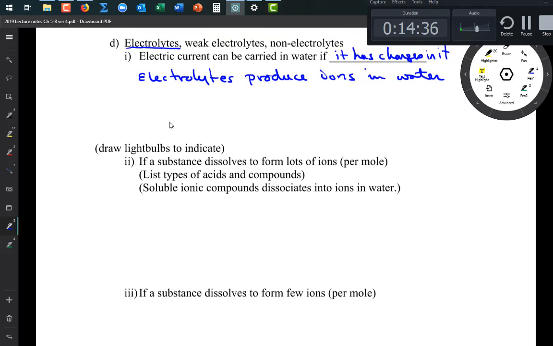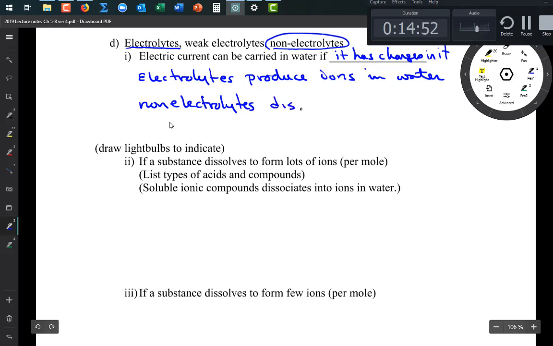Okay. There are also things we call non-electrolytes. Non-electrolytes will dissolve, but not produce ions. And as a result, a solution of non-electrolytes can't conduct electricity. Now, we're talking about this like we're really interested in conductivity. I'm kind of interested in that, but we're really interested in characterizing compounds based on whether or not they break up into ions.